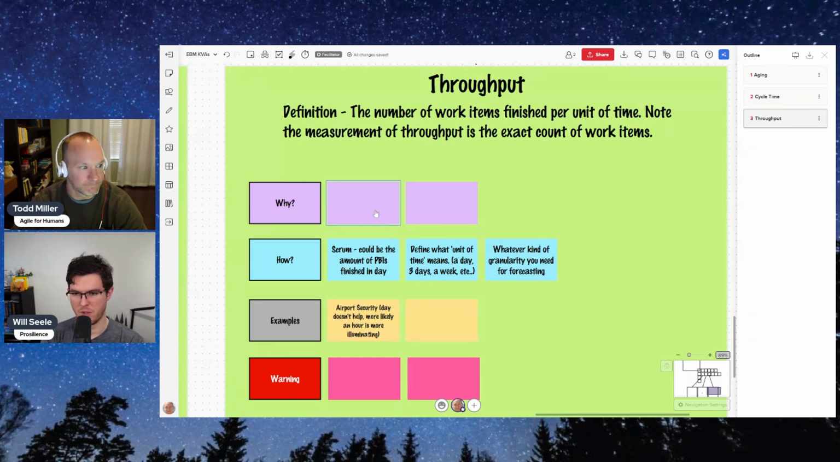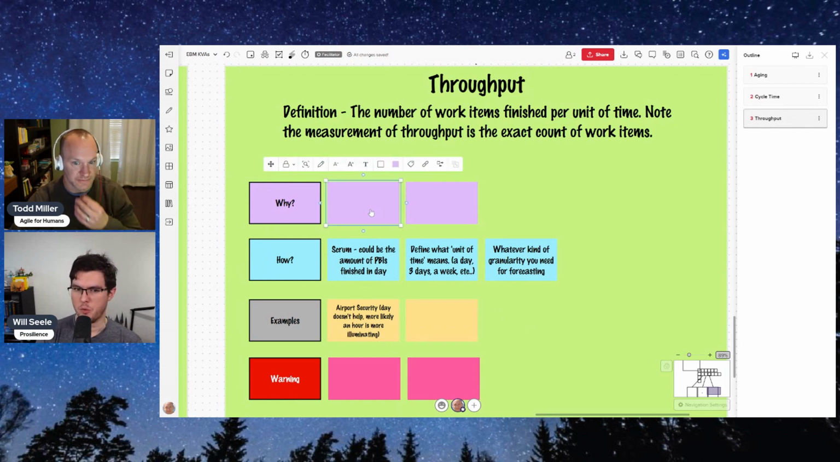Yeah, absolutely. But why do we want to know throughput, Todd? Really, in the end, to me, the reason why we want to know throughput is to do multi-item forecasting, to answer the question, when will it be done, when we have a list of things to do. So, multi-item forecasting.